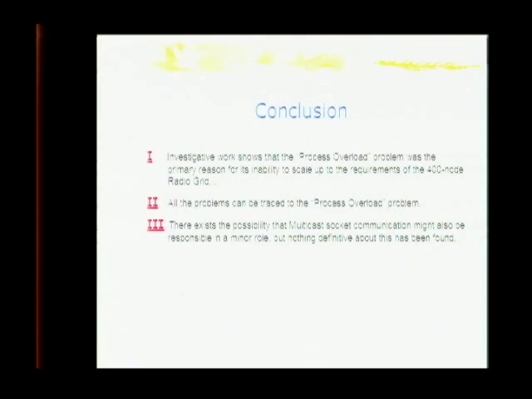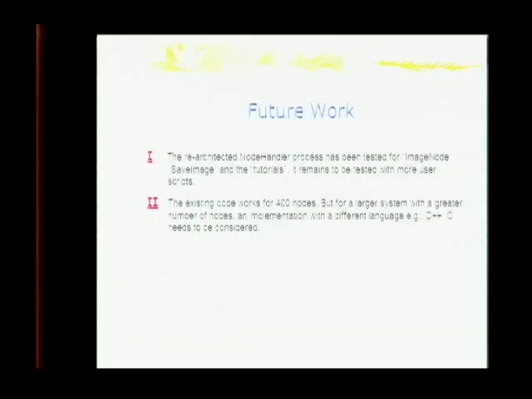There's also a possibility that multicast socket communication might be responsible in a minor role, but with whatever I have done, I haven't found anything definite yet. And the future work is: I tested it with image nodes. I need to test it with other applications like save node and the tutorials. And I would like to also explore this node handler implementation with C++ or C. Thank you.